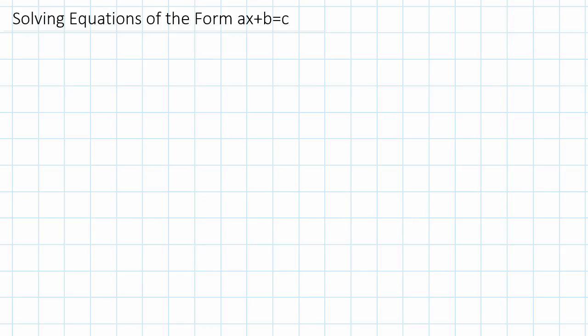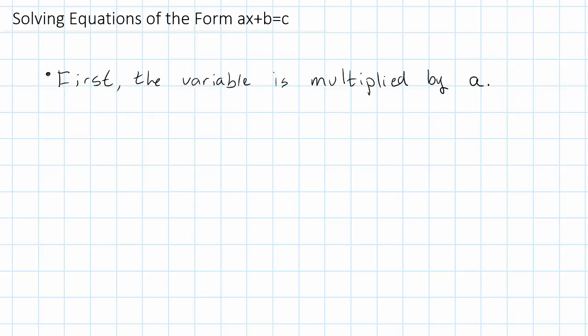Here we have a slightly more complicated form of linear equation. Here, instead of only one thing happening to x, two things are happening to x. What is happening to our variable here? First, it's multiplied by a, and then, after that, b is added to the resulting product. So first the variable is multiplied by a, and then b is added to the product.